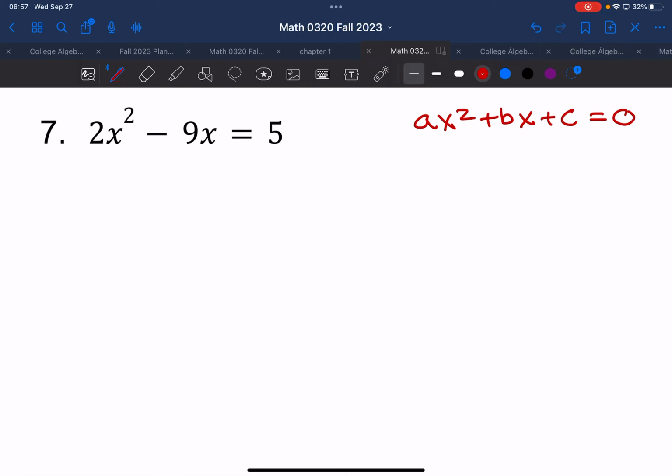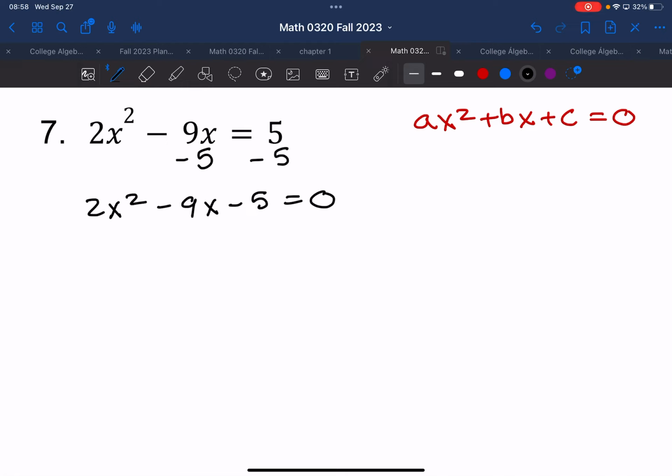So in number 7, what do we have to do first? Move the 5 over. So I'm going to subtract 5 over, and I get 2x squared minus 9x minus 5 equals 0. So that minus 5 just got attached to the end, and it is our C value.